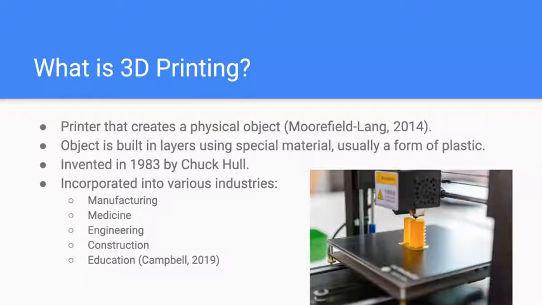3D printing was invented in 1983 by Chuck Hull, who worked for a company that made table coatings using ultraviolet lamps. The UV lamp technology powered his experiments, and after much trial and error, the first 3D printer was created. Over the years, 3D printing has been incorporated into various industries: manufacturing, medicine, engineering, construction, and as the price of printers has decreased, more and more into education.